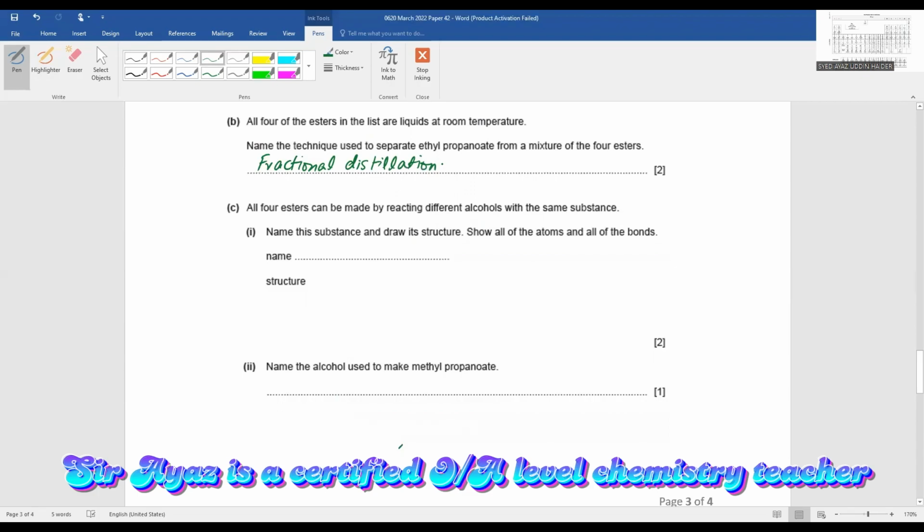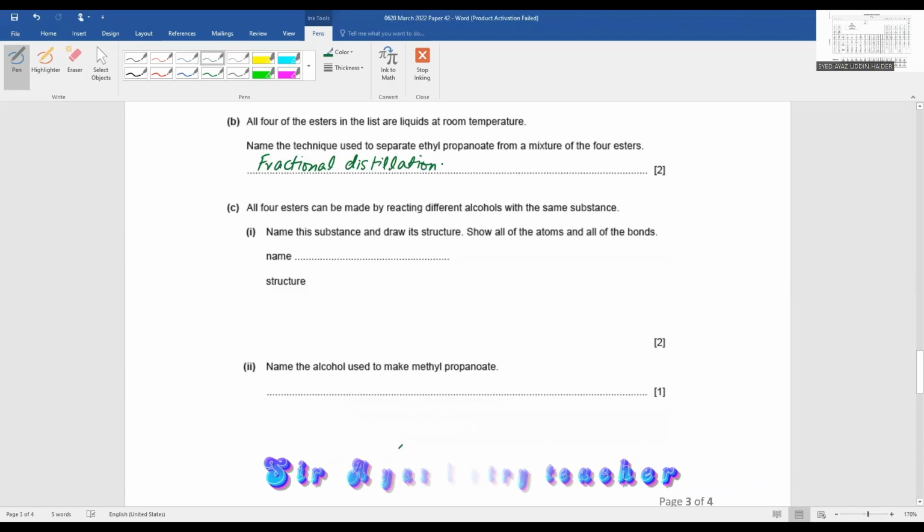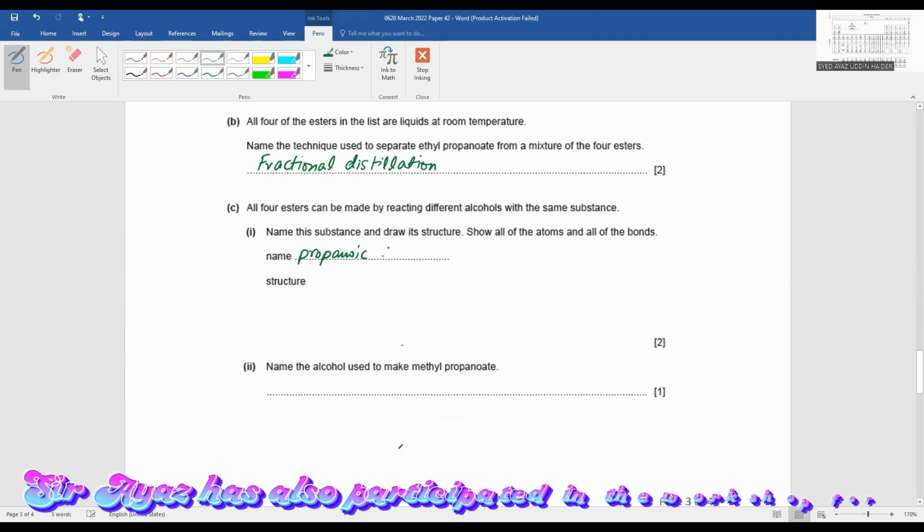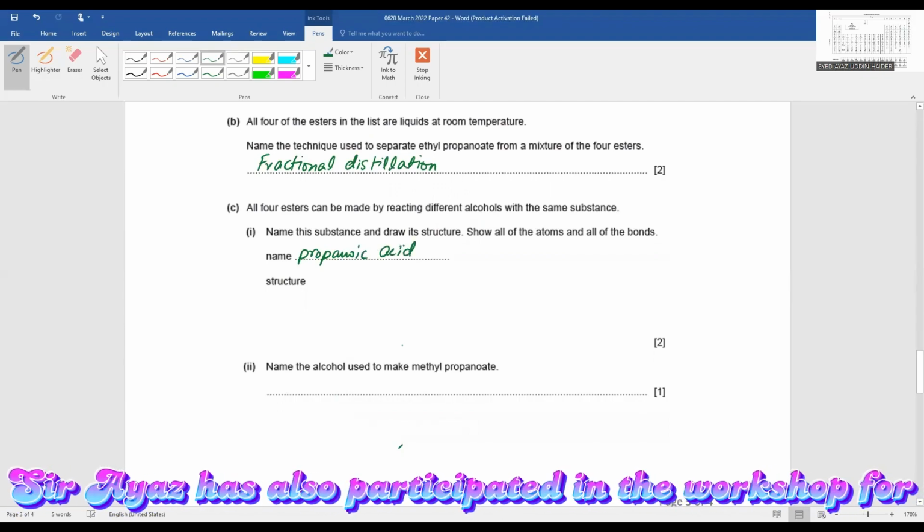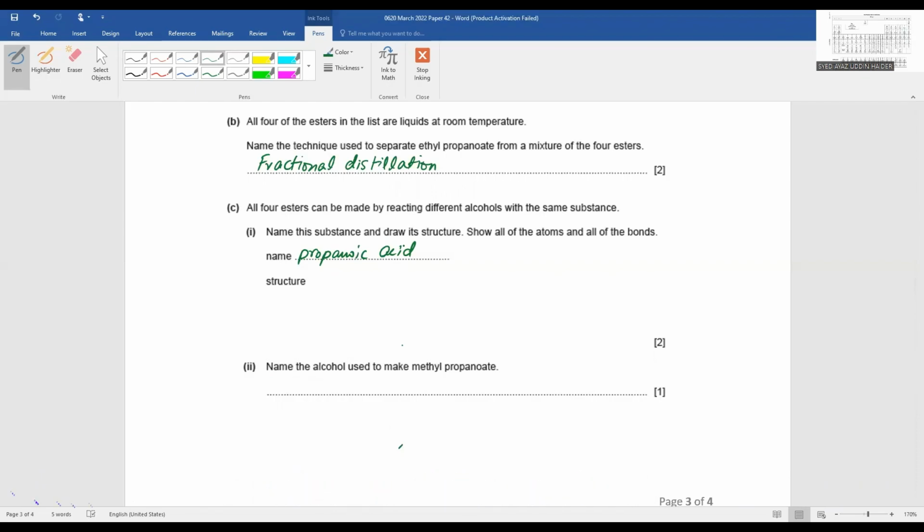All four esters can be made by reacting different alcohols with the same substance. Name this substance and draw its structure. Show all of the atoms and all of the bonds. Name, structure: it's propanoic acid. Very easy, propanoic acid. The reason is that we are getting propanoate. Propanoate is coming from propanoic acid, and the alkyl group is coming from the alcohol.